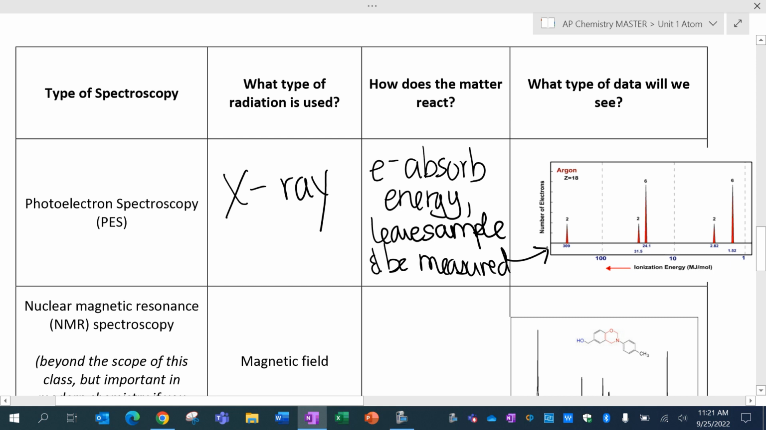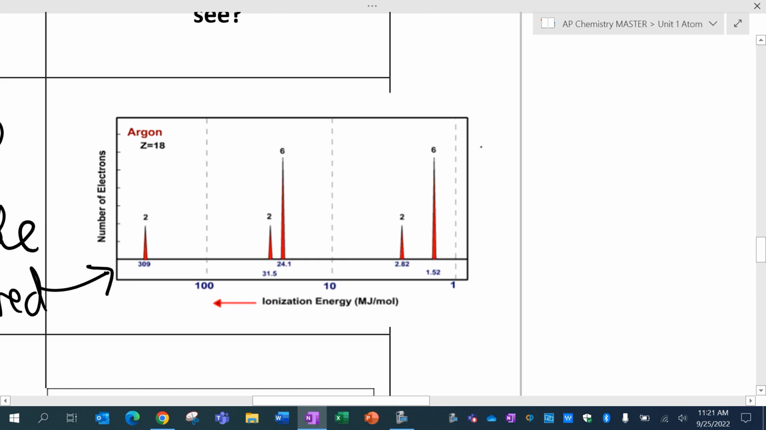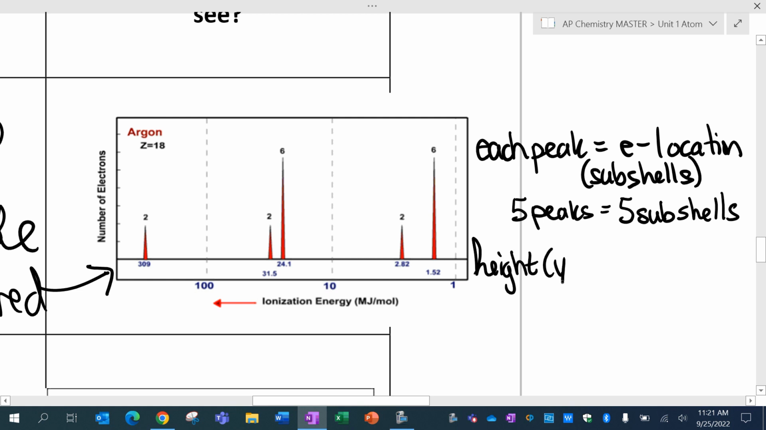And if we look at the type of data that we will see here, these X-ray photoelectron spectra, the key thing we want to know about this one is that each peak represents a possible electron location, and we call those various locations subshells. So in this graph, we have 1, 2, 3, 4, 5 peaks. So if we see 5 peaks on the graph, that means that this atom has 5 subshells. And then the height of the peaks, that is your y-axis, tells us the number of electrons in that subshell.